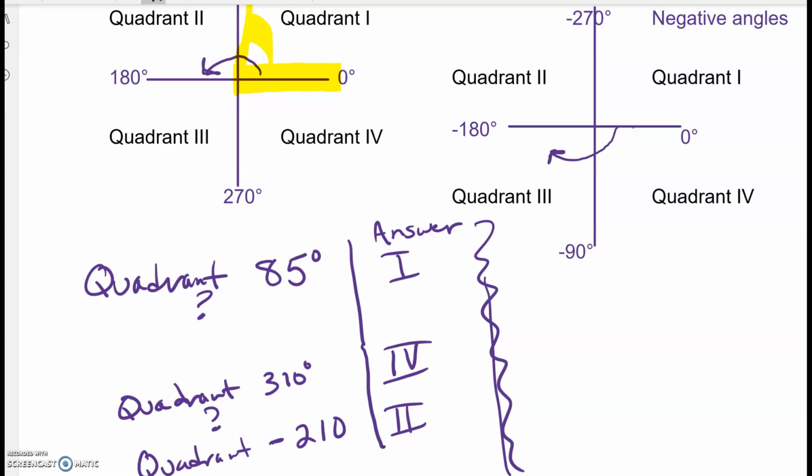All right, let's get some more questions going. So which quadrant would negative 315 degrees be in? And this is our answer, and it's going to go off the page. But the answer would be what? We'd go all the way around to quadrant 1.